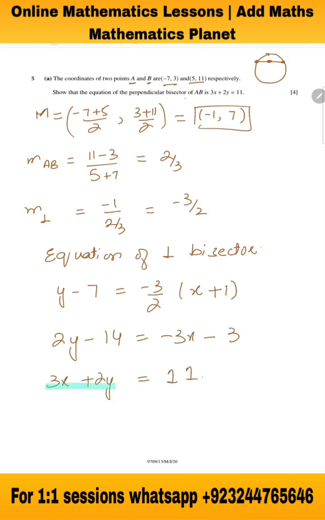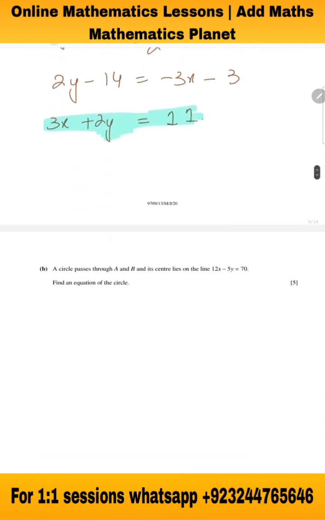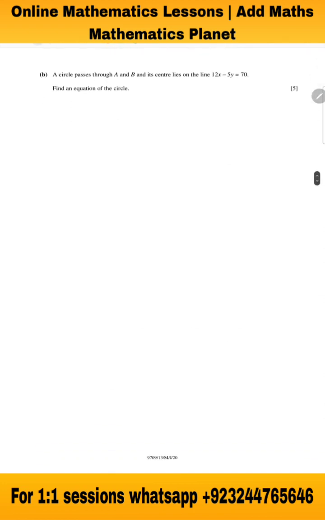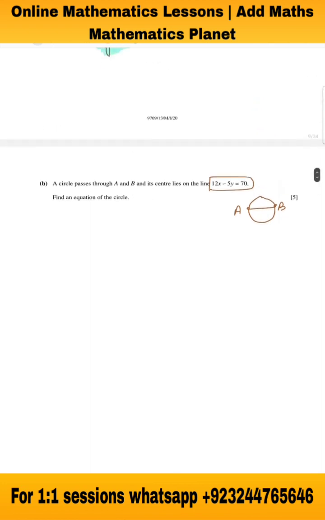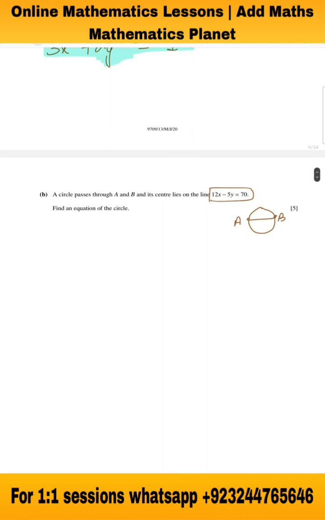So we get the equation of the perpendicular bisector of AB, and this is the midpoint, and this is the slope of the perpendicular bisector. Okay, a circle passes through A and B and its center lies on the line. So the circle is passing through the 2 points A and B, and the center of the circle lies on this line. So find the equation of the circle. The perpendicular bisector of AB passes through the center of the circle.